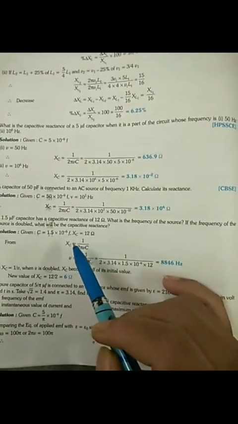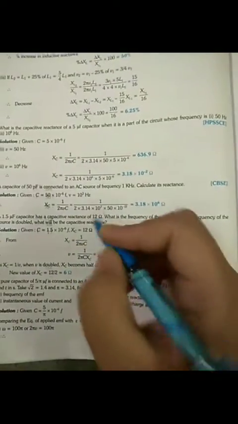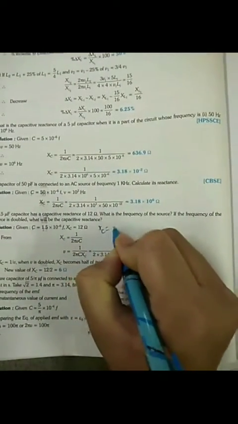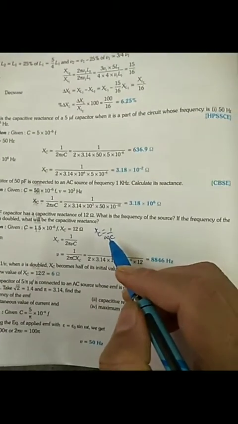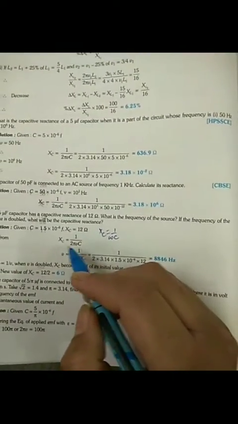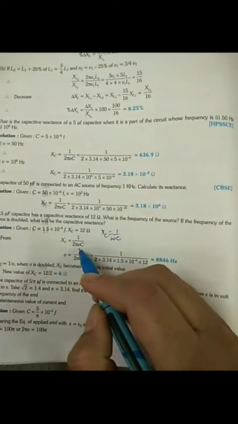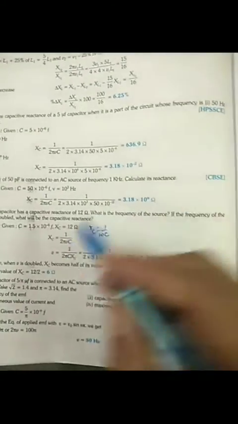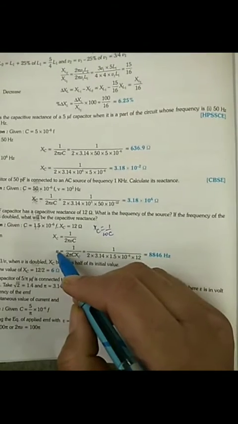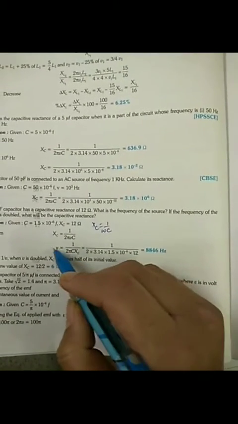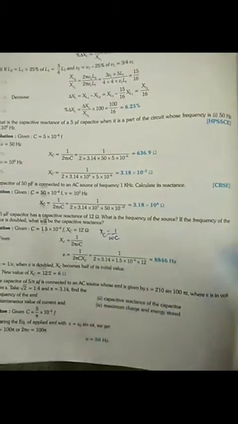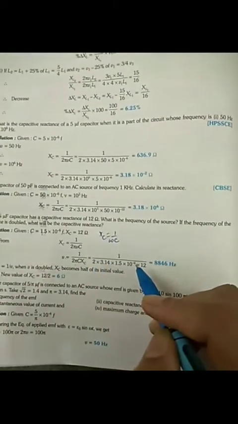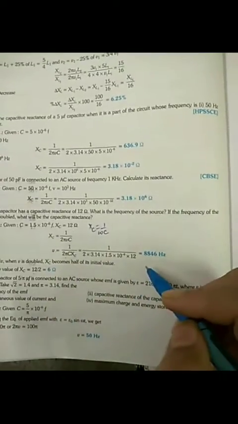As we know that the capacitive reactance is given by XC equals 1 by omega C. Omega can be substituted as 2 pi mu, so XC equals 1 by 2 pi mu C. On rearranging, we can calculate the frequency of the source, that is mu equals 1 by 2 pi C XC. On substituting the values, we will get frequency equals 8846 Hz.